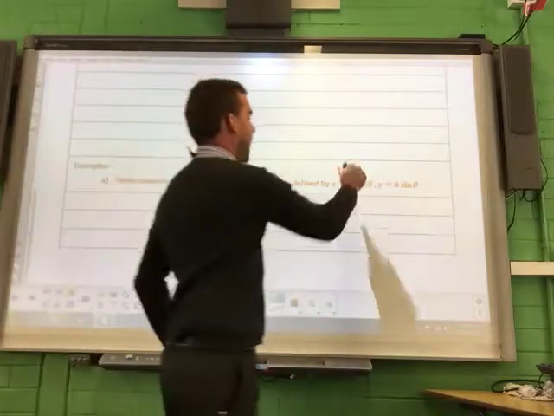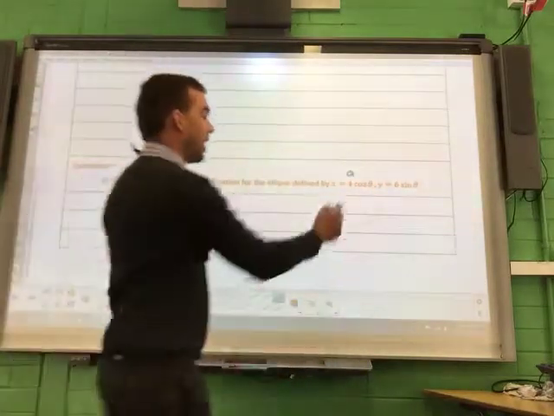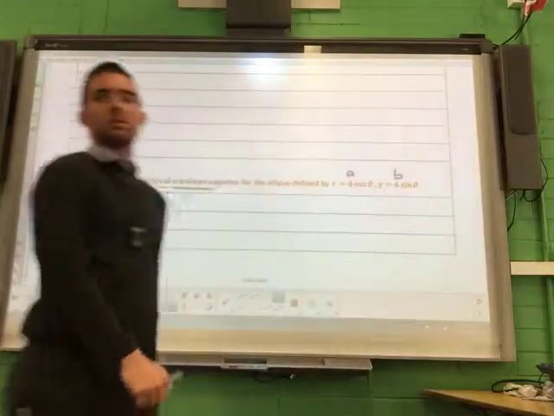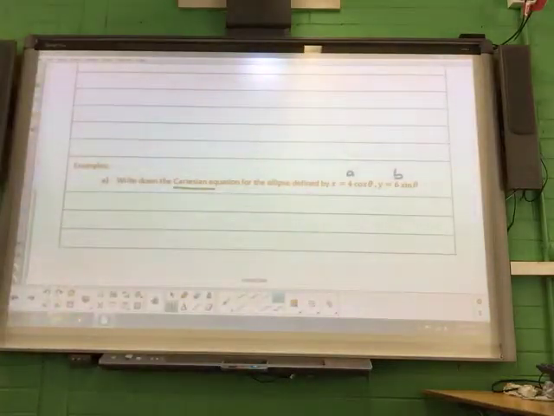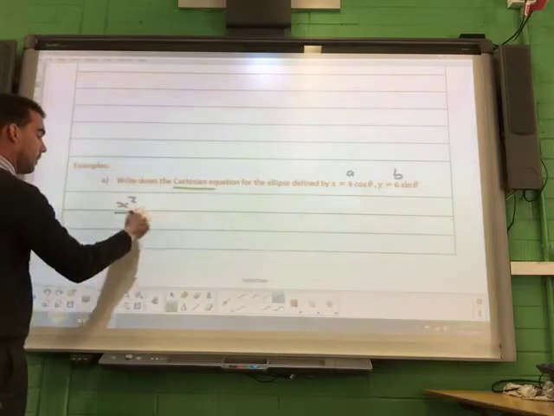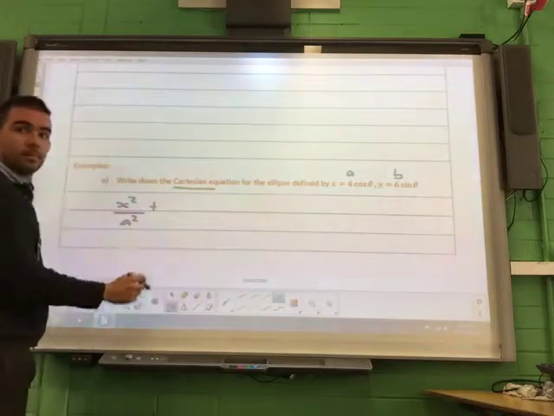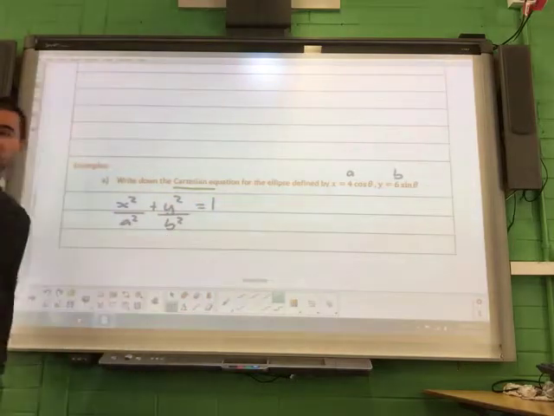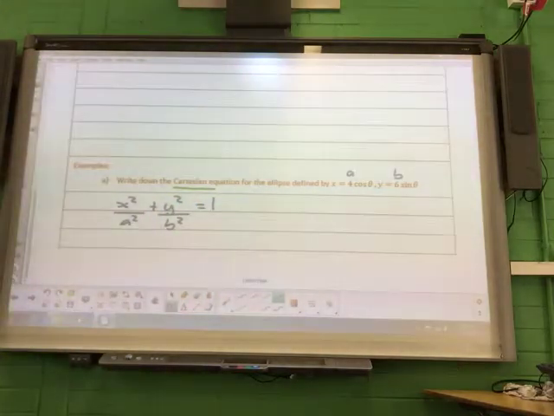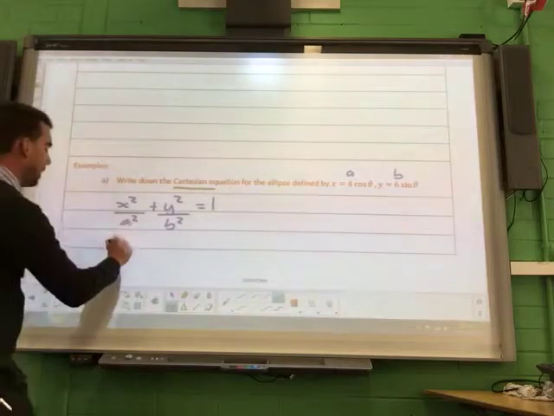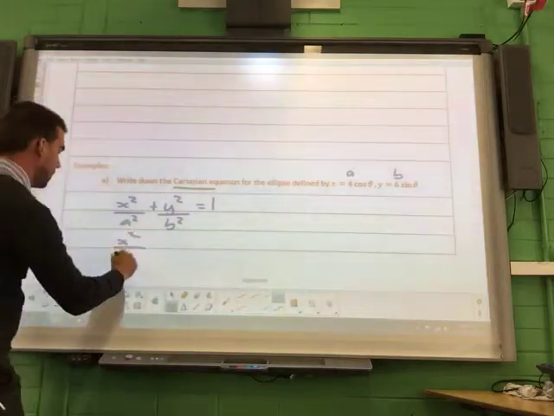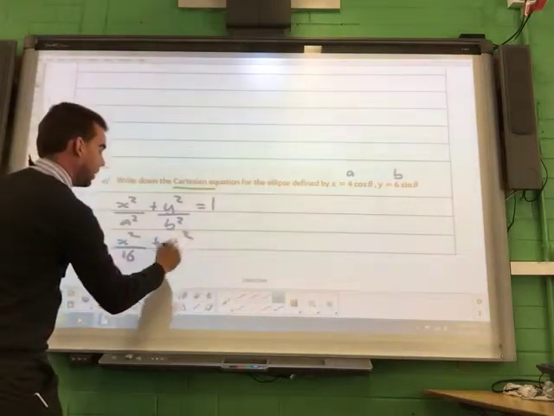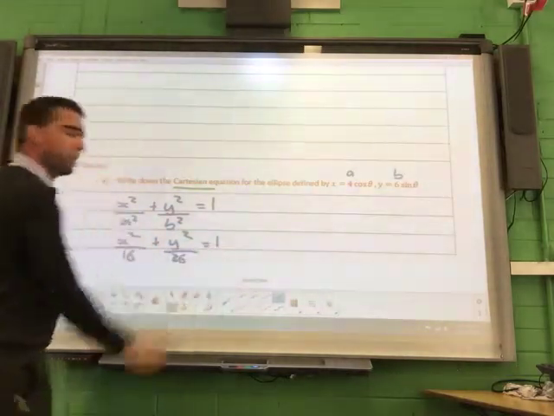So, x equals a cos theta and y equals b sine theta. Okay, what is your Cartesian form of an ellipse at the centre? The centre at the origin, sorry. Yep. Okay, that's your standard equation, and that's how you get your a's and b's over there. Okay, so x squared on 16 plus y squared on 36 is 1.